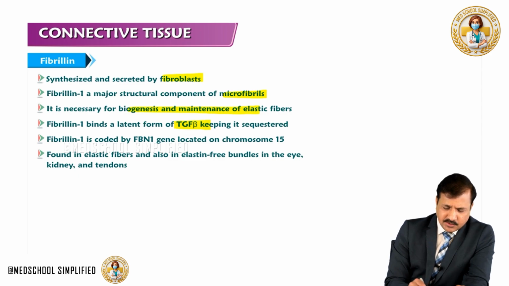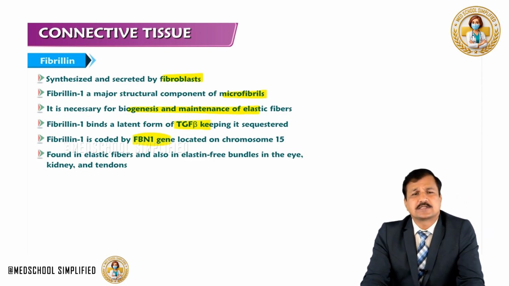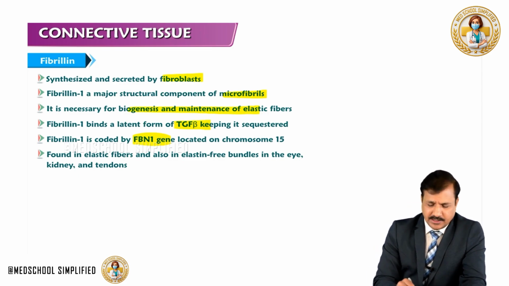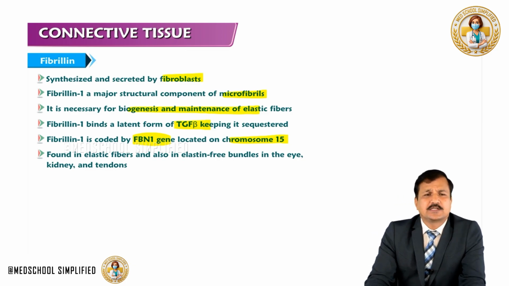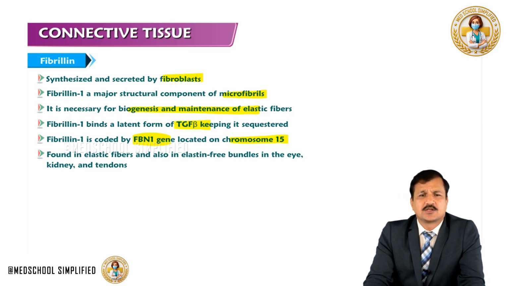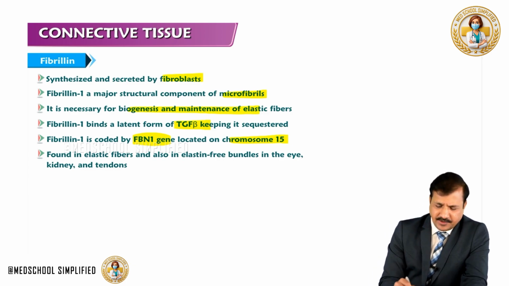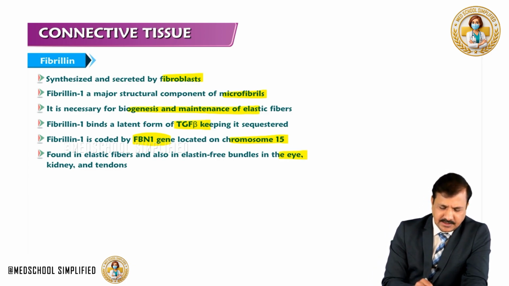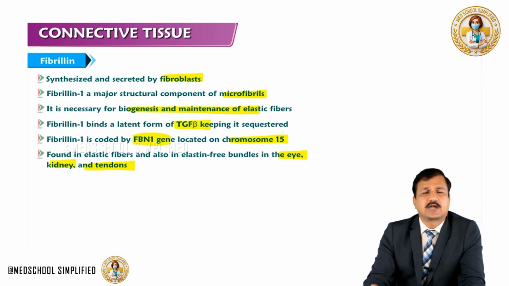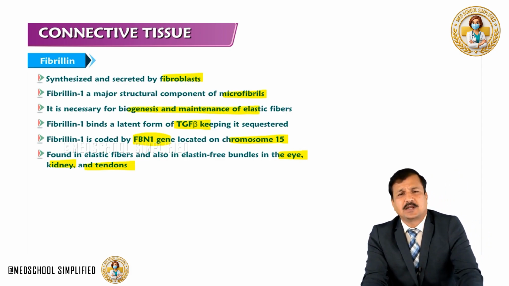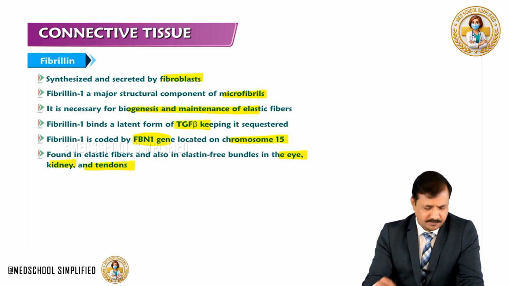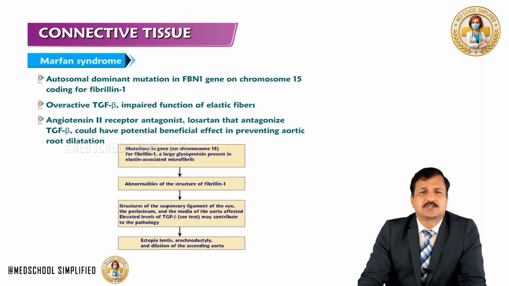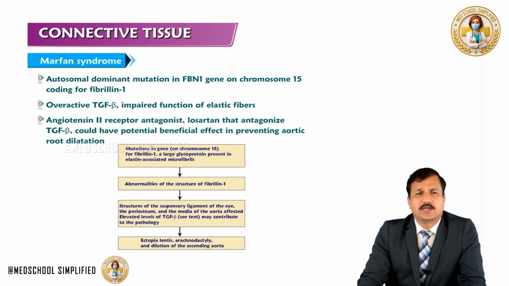Now fibrillin 1 is coded by a gene called FBN1 gene, which is located on chromosome number 15. And fibrillin 1 is found in elastic fibers, and also in elastin-free bundles that are seen in eyes, kidneys and tendons. That's why whenever there is a defect in fibrillin 1, it will affect all the tissues wherever fibrillin has a major role.